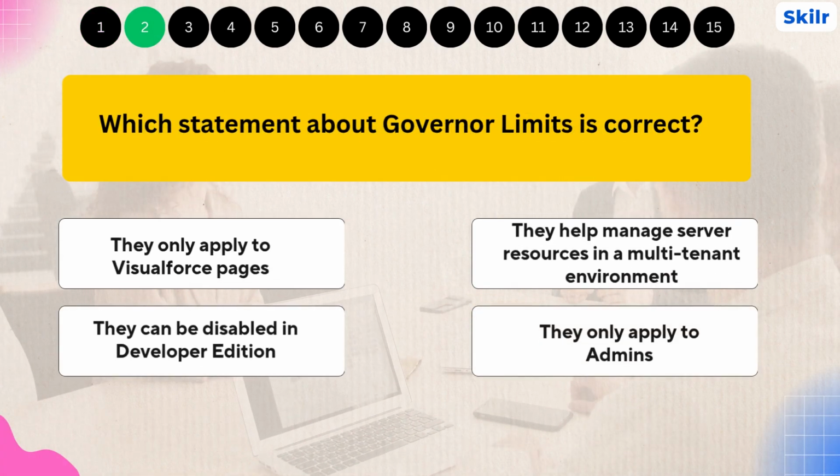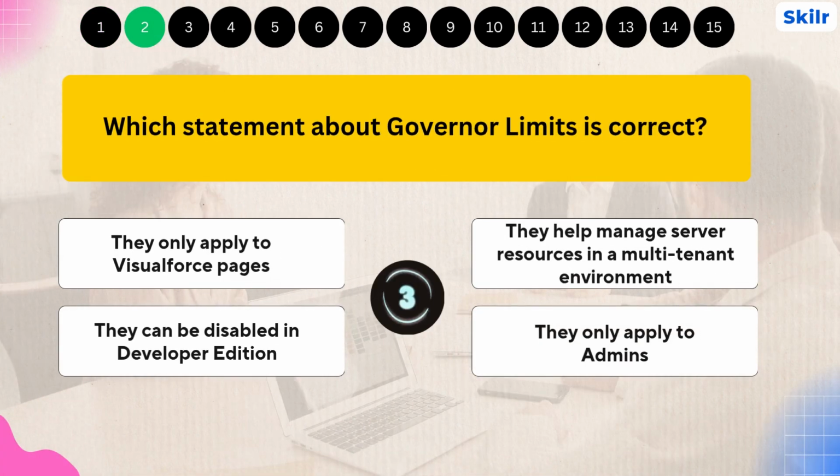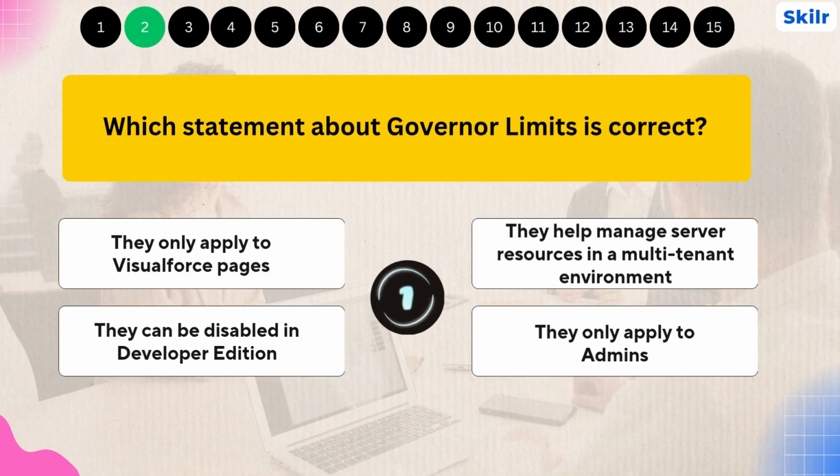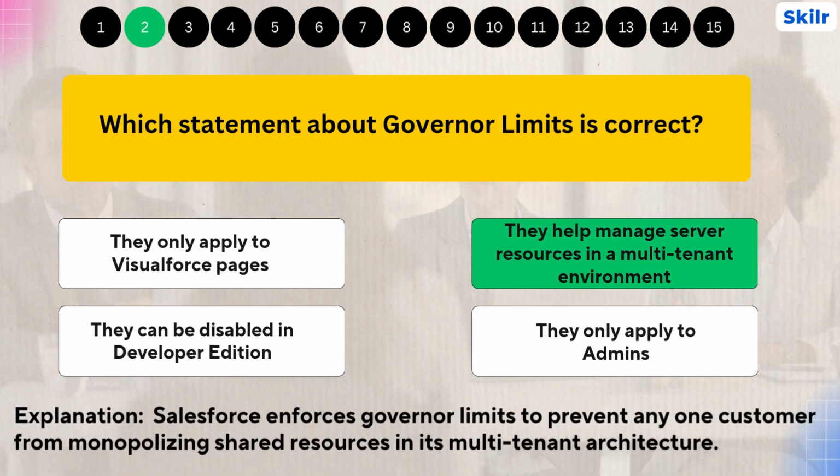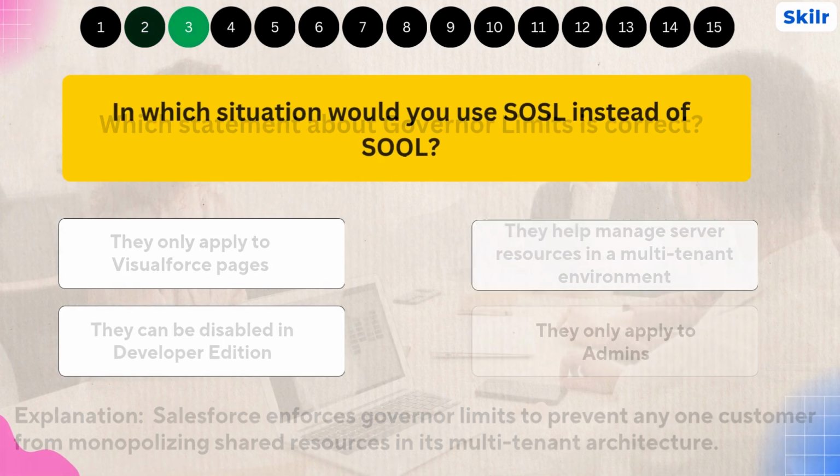Question 2. Which statement about governor limits is correct? The correct answer is they help manage server resources in a multi-tenant environment. Salesforce enforces governor limits to prevent any one customer from monopolizing shared resources in its multi-tenant architecture.